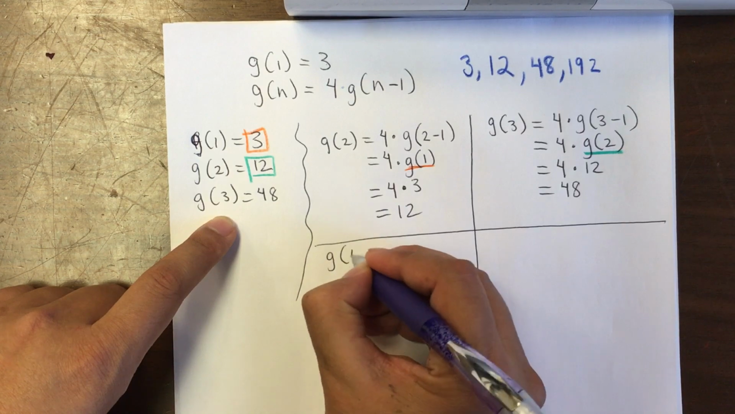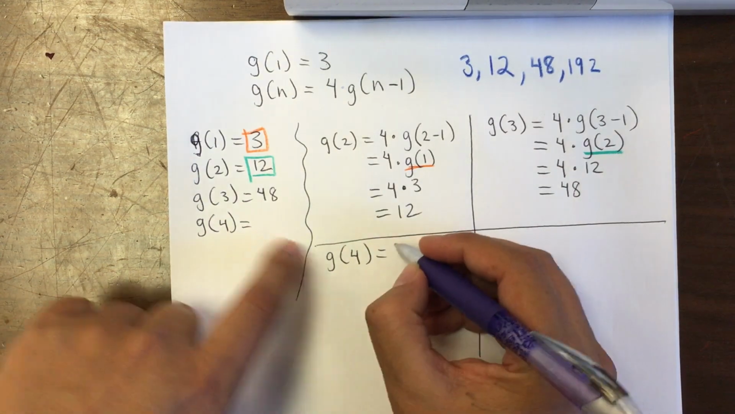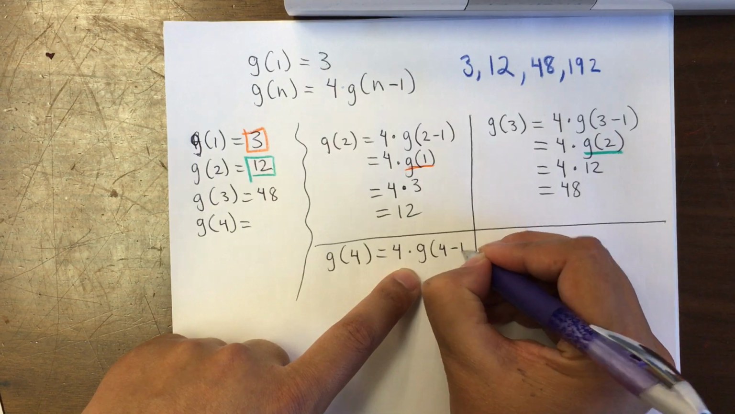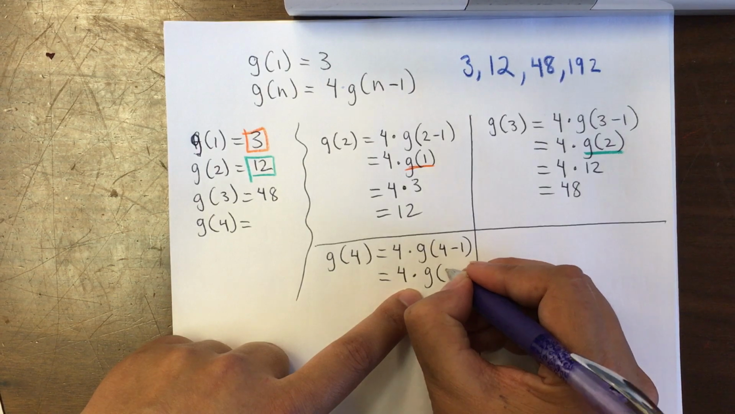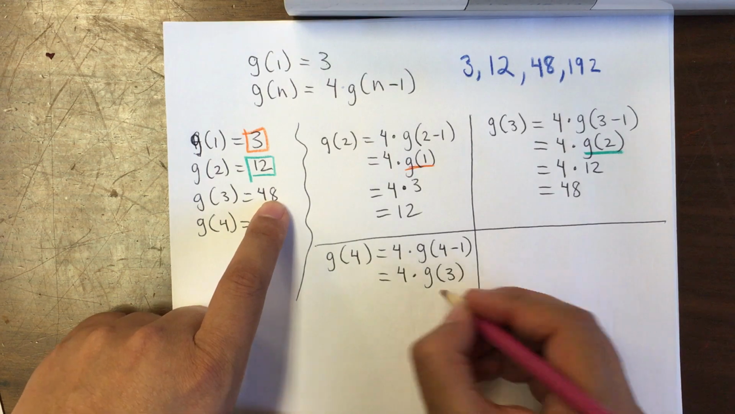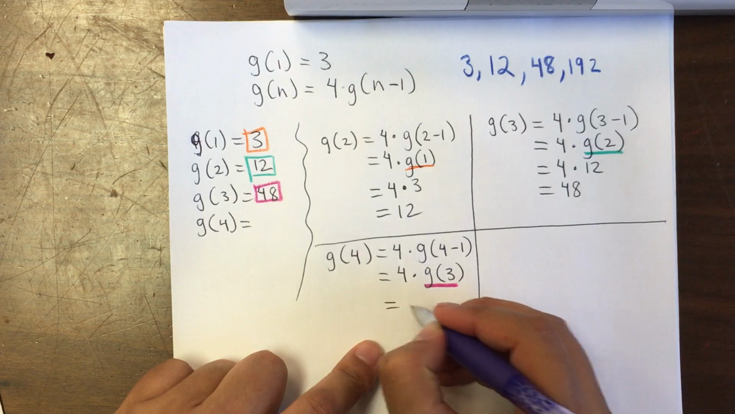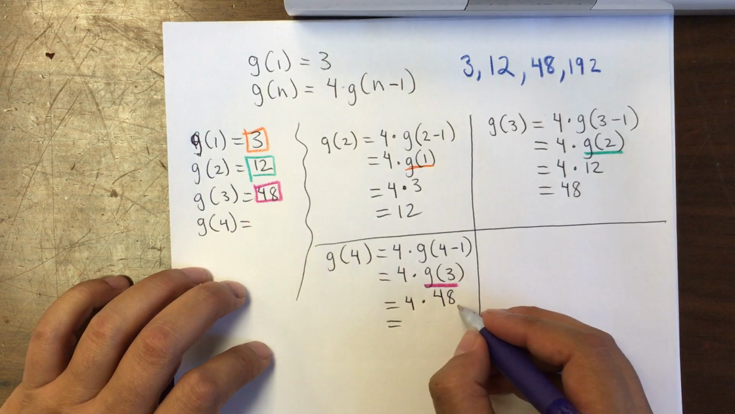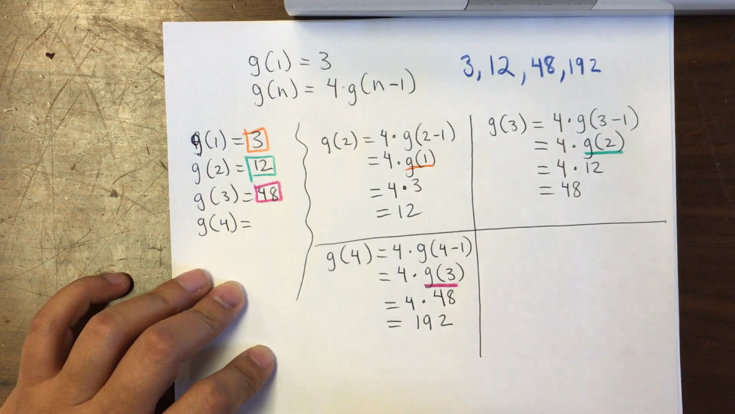And then g of 4, right? To find g of 4 is equal to 4 times g of 4 minus 1. So it's 4 times g of 3, right? Look at the previous one, at number 3. And so in here, I'm going to replace it with g of 3. And so it's going to be 4 multiplied by 48. And it's 192. Okay?